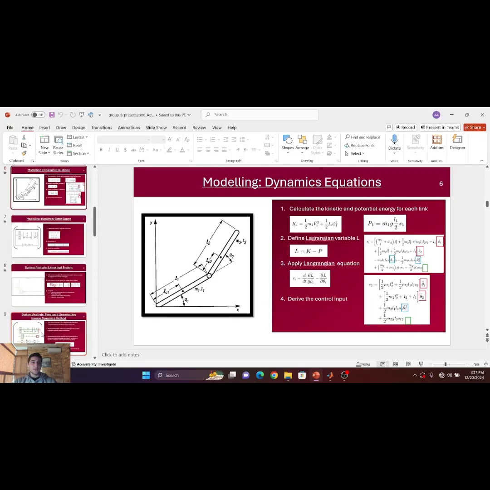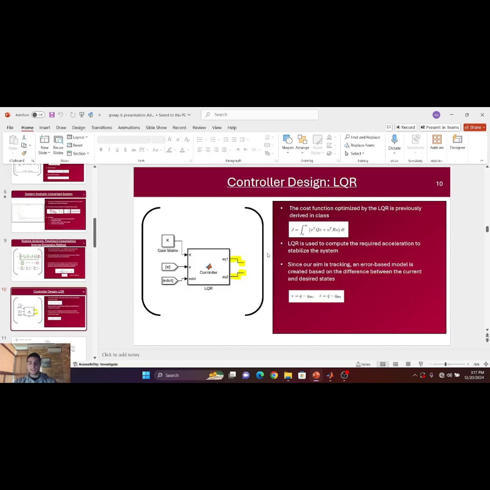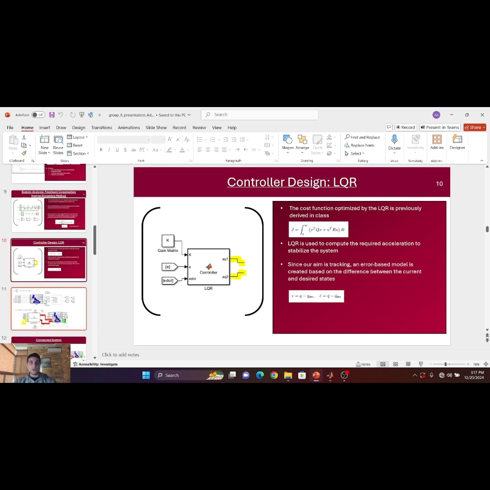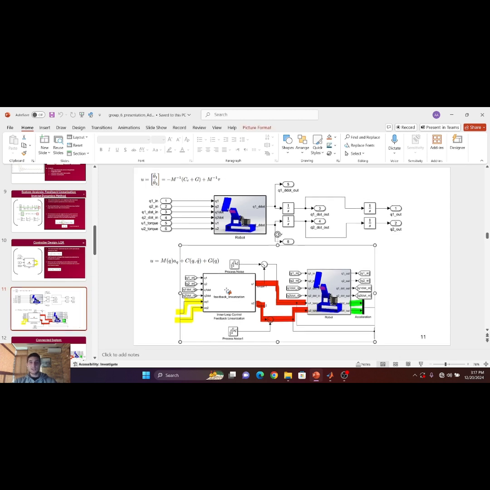Then we linearize this dynamics to deal with a linear system. We used Simulink to implement an LQR controller along with a feed-forward term. We will see each term in detail. So this is the robot model, modeled by this equation. This is the feedback linearization that was used as a feed-forward term to compute the required torque for our plant. And this is the equation used to model the feedback linearization block.